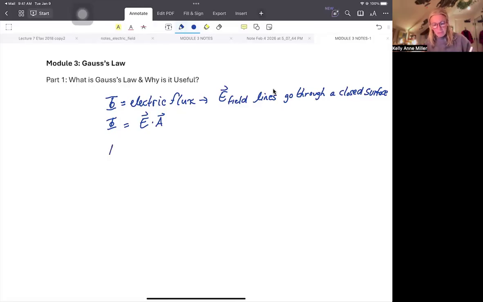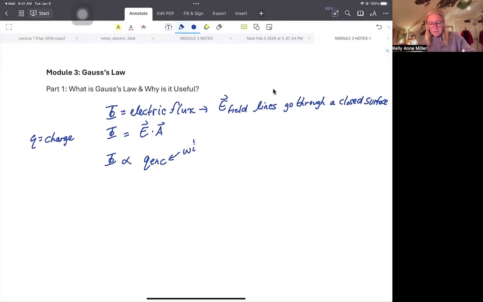So it's proportional to Q enclosed, how much Q is enclosed within the closed surface. Remember Q stands for charge. So how much charge is trapped within the closed surface? Okay, so that's Gauss's law.